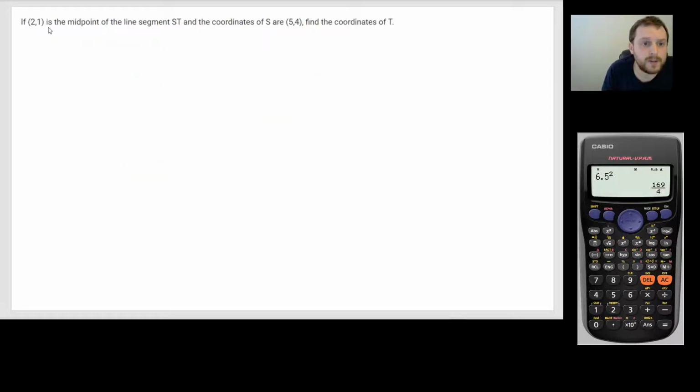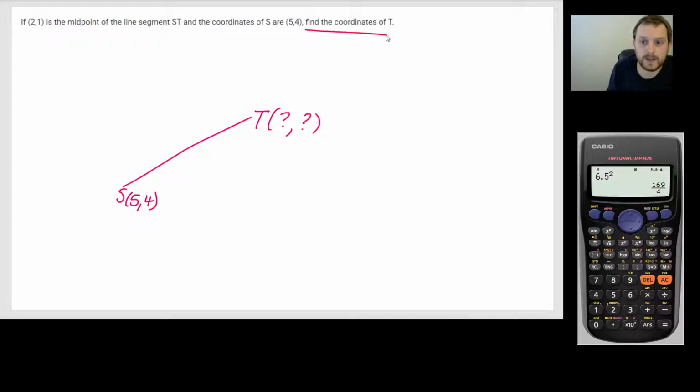Right, and then this question: if (2, 1) is the midpoint of the line segment ST. This is a little bit confusing, I guess, because of how it's written. But what you've basically got is a line segment ST, and you're told the coordinates of S are (5, 4), and the coordinates of T are two things you don't know. This is what it's asking you to find. But it tells you that (2, 1) is the midpoint.